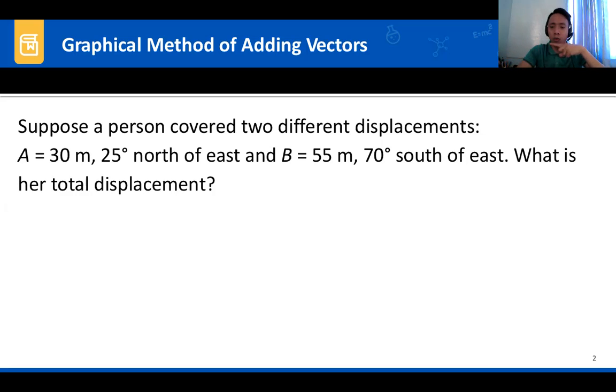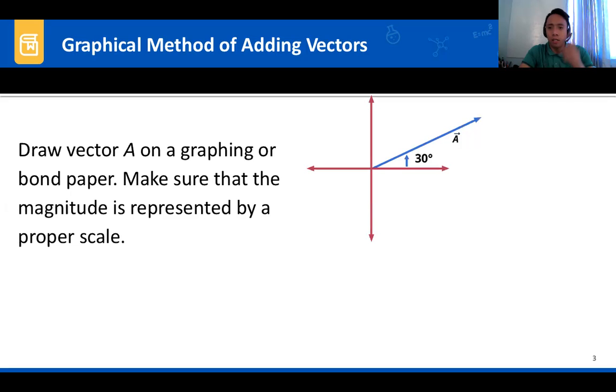So the first rule is to draw vector A on a graphing or bond paper. Make sure that the magnitude is represented by a proper scale. That means you need to use a protractor and a ruler. So that will be the first step. So this is now our A, 30 meters.